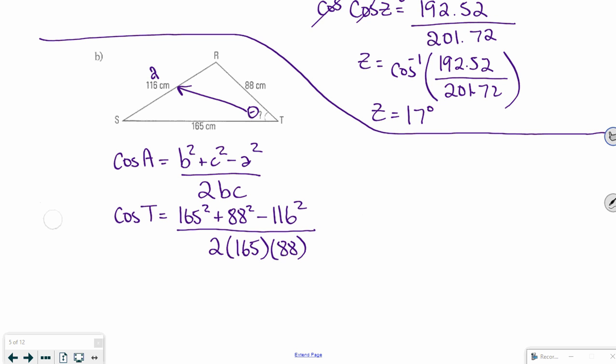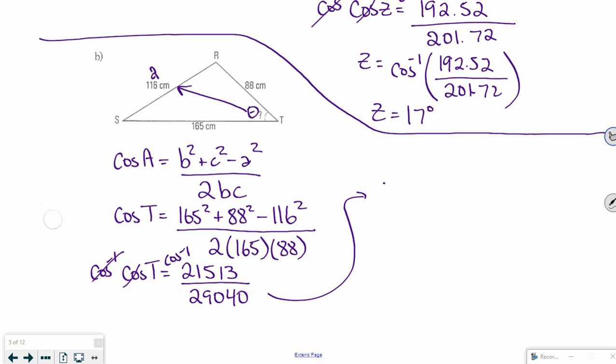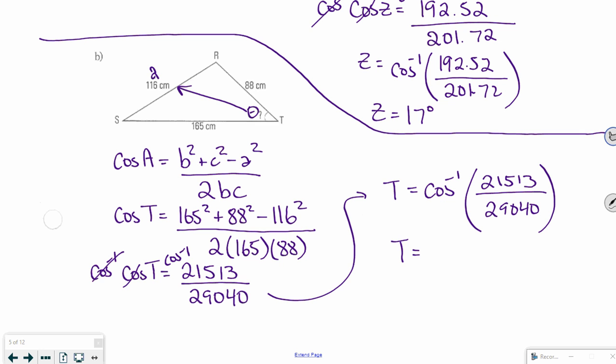When we simplify all of this, we end up with cos of T equals 21513 divided by 29040. And we're going to do our inverse cos to have this cancel out. Those are going to cancel. It's going to leave us with angle T equals the inverse cos of 21513 divided by 29040. So angle T is going to equal 42 degrees.